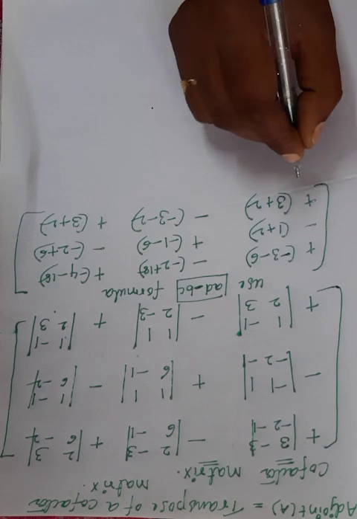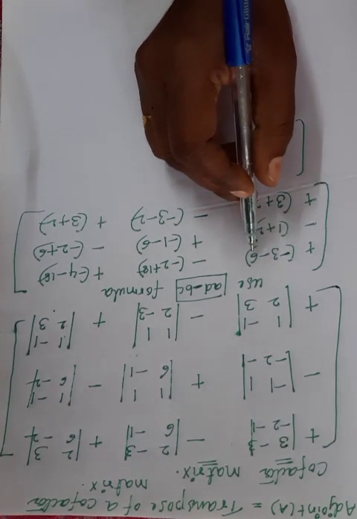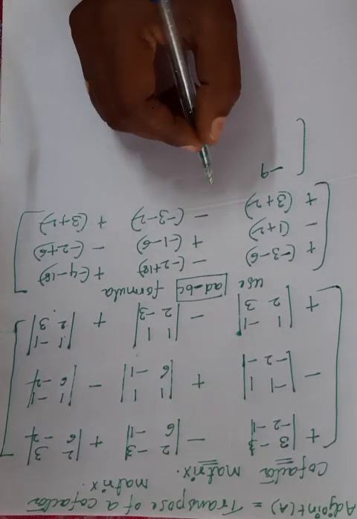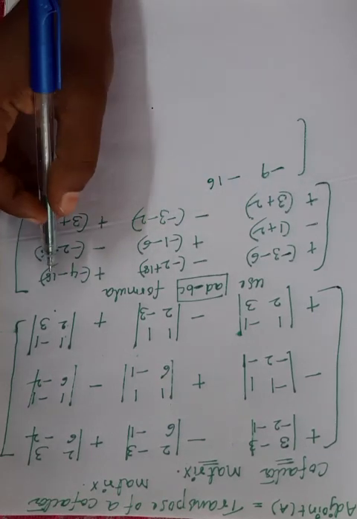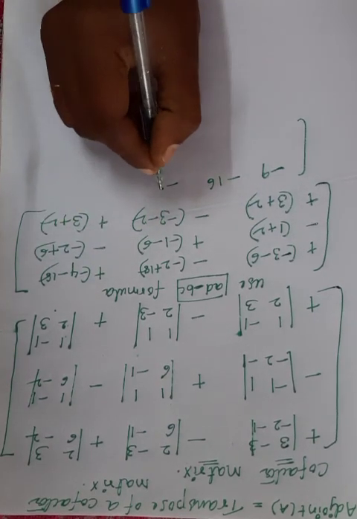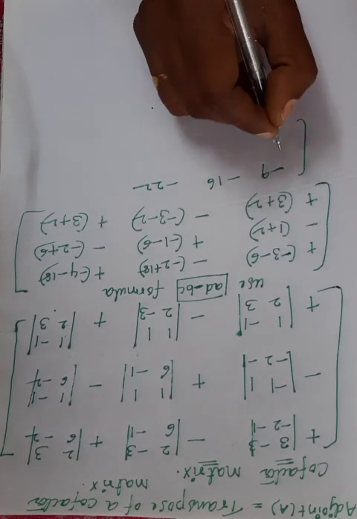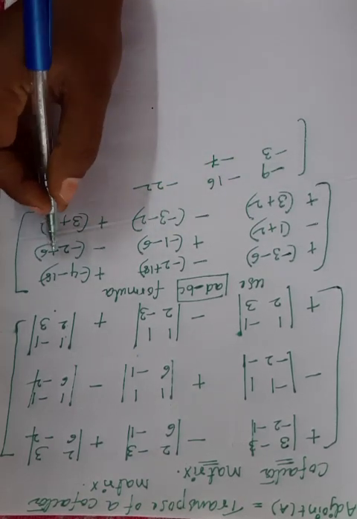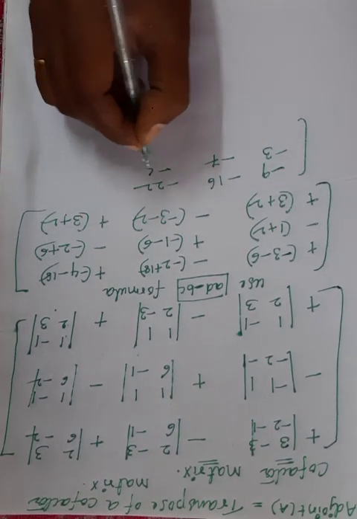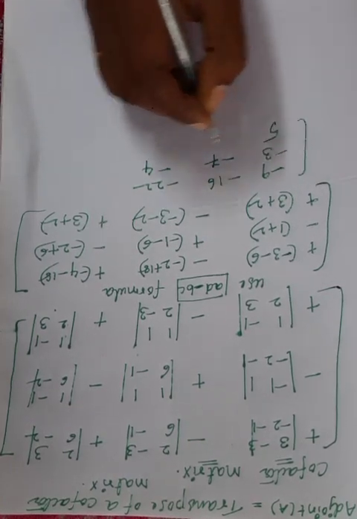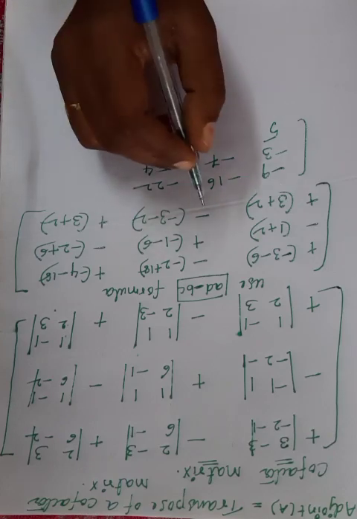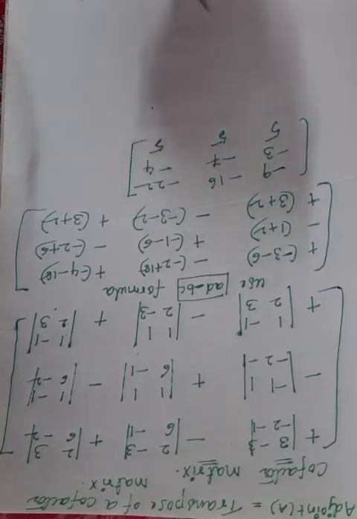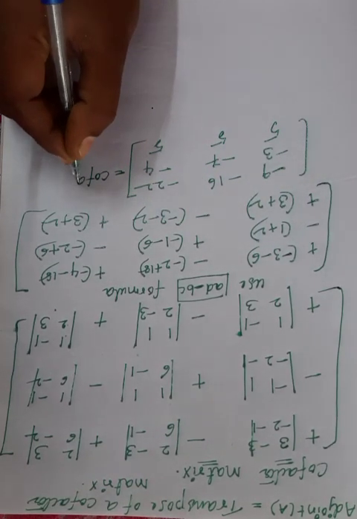Then simplify. Minus 3 minus 6 is minus 9. 18 minus 2 is 16. 16 into minus is minus 16. Minus 18 minus 4 is minus 22. 2 plus 1 is 3, so minus 3. Minus 1 minus 6 is minus 7. 6 minus 2 is 4. 4 into minus is minus 4. 3 plus 2 is 5. Minus 3 minus 2 is minus 5. Minus into minus is plus 5. 3 plus 2 is again 5. So this is known as the cofactor matrix.